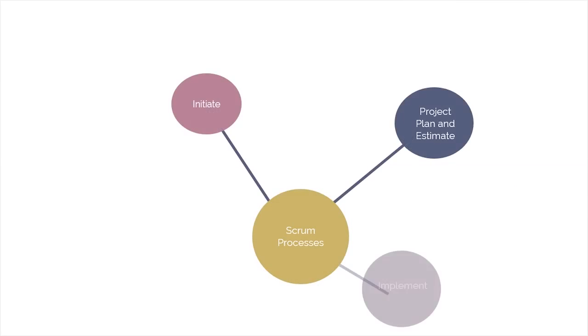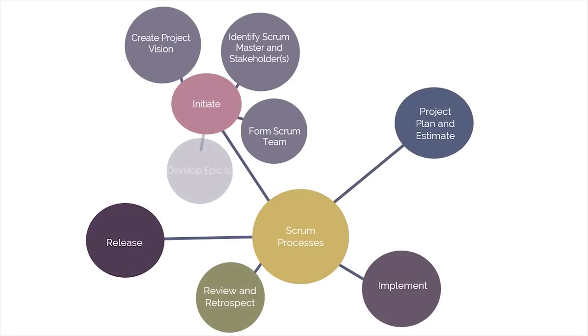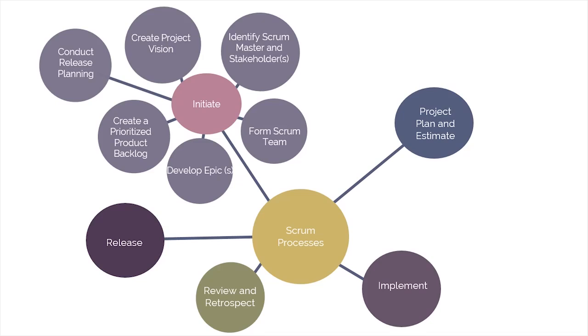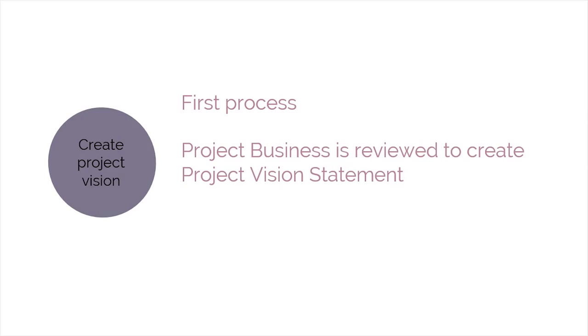Next, we'll take a closer look at the phases and the processes enlisted under them. Initiate is the first phase, and the processes carried out as part of Initiate are as follows. Create Project Vision is the first process performed. In this process, the project business case is reviewed to create a project vision statement that will serve as the inspiration and provide focus for the entire project. The product owner is identified in this process.